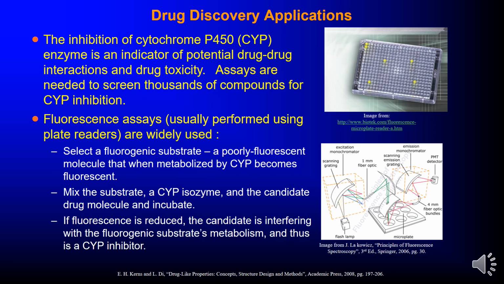It can also be used in drug discovery. The inhibition of cytochrome enzymes is an indicator of potential drug-drug interaction and drug toxicity. Assays are needed to screen thousands of compounds for cytochrome inhibition. You can see that. Fluorescence assays, usually performed using plate readers, are widely used.